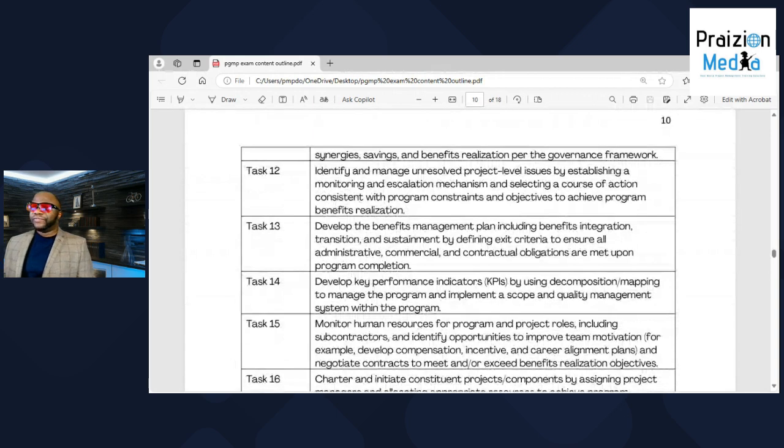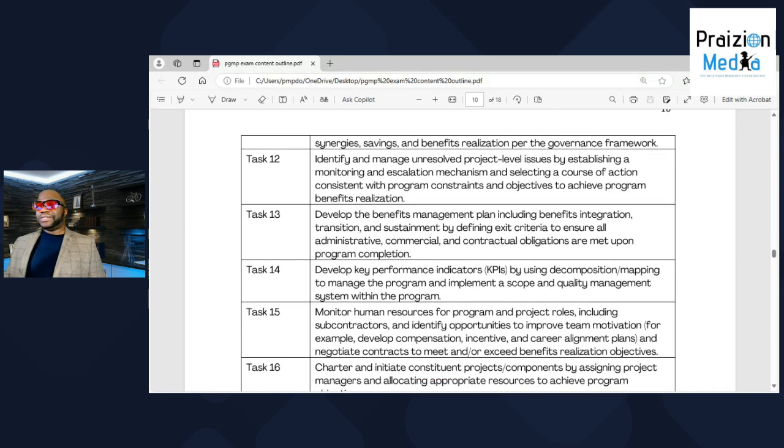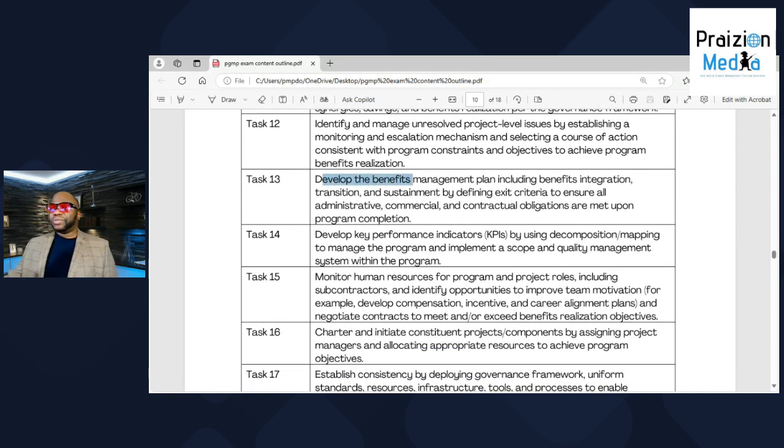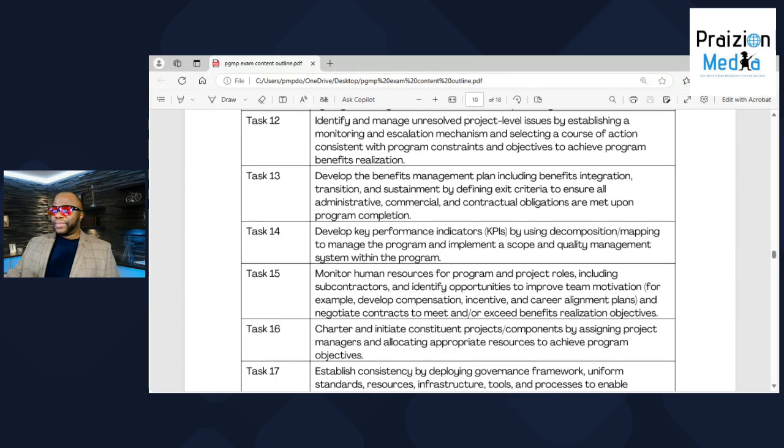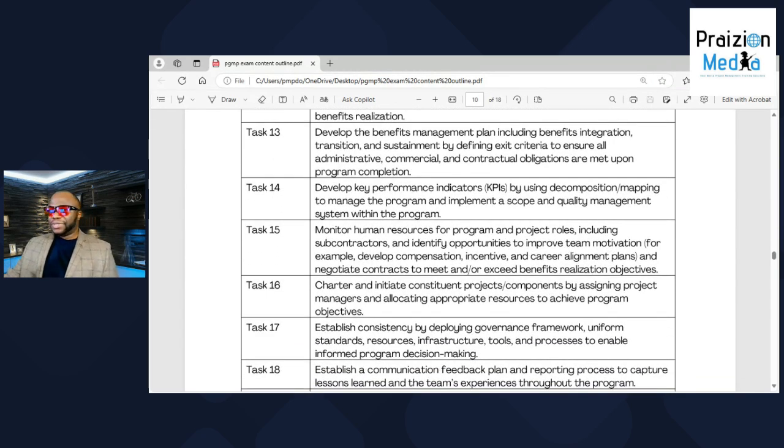Number 12, identify and manage unresolved project level issues by establishing a monitoring and escalation mechanism. Number 13, develop the benefits management plan, including benefits integration, transition, and sustainment. It just makes sense because what you're doing is working on this for benefits and control. Remember, not available by managing the projects individually. So you want to understand what the composite benefits are and also how the benefits are going to roll out from one project to another. And when you look at the whole, that's when you see the full benefit of the program. But the management of the benefits has to be decided upon.